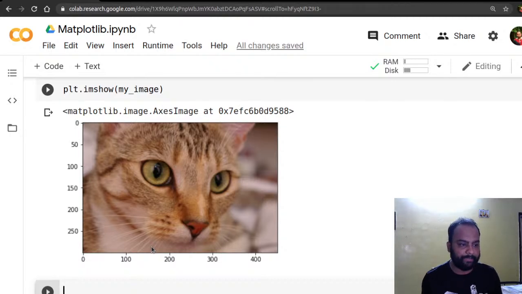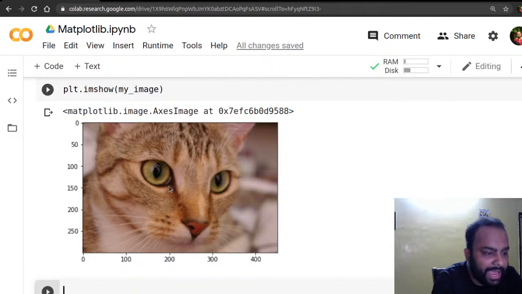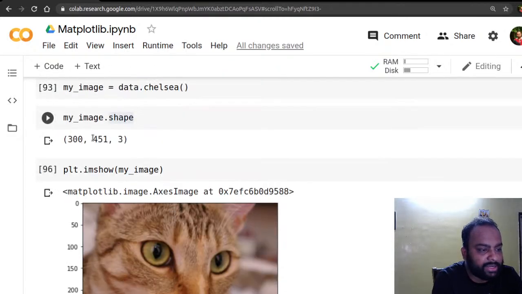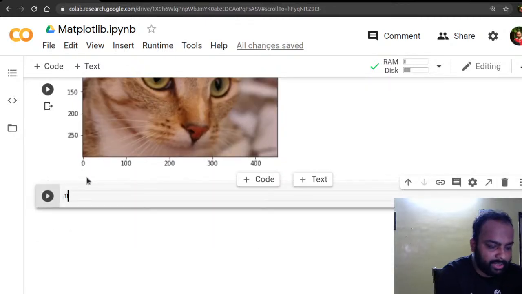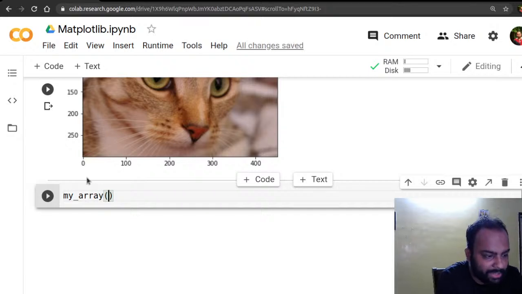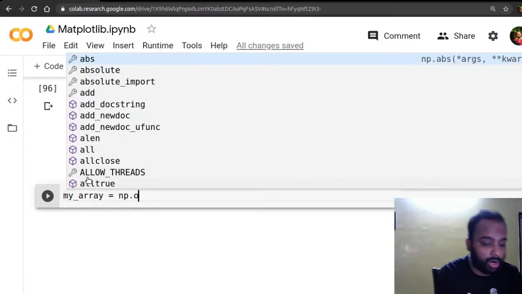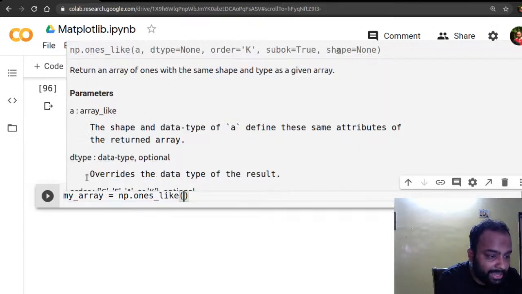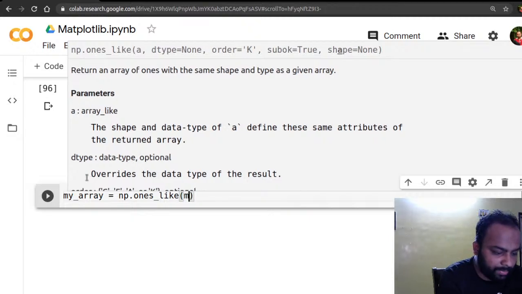Let me show you a very simple arithmetic that you can do on this and generate something pretty interesting. Let's create an array that is equivalent in size to my image. So my array would be np, and there is a NumPy function called ones_like.